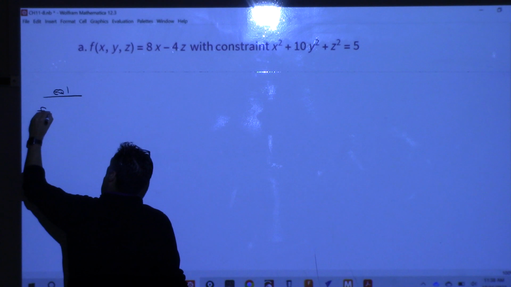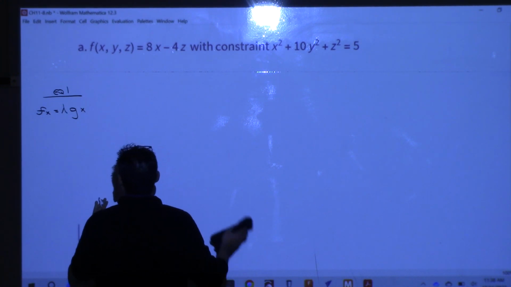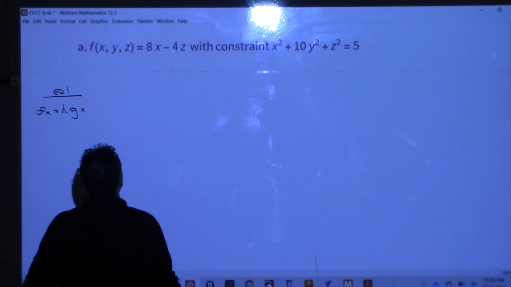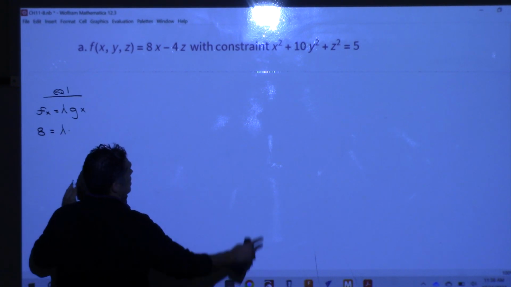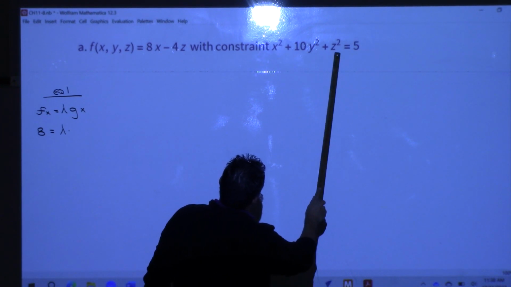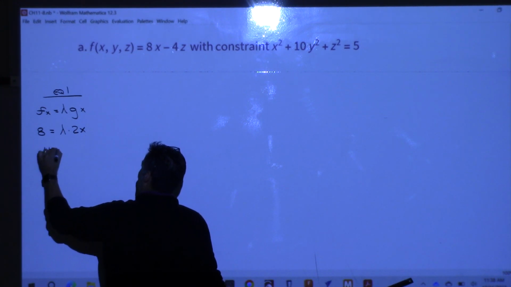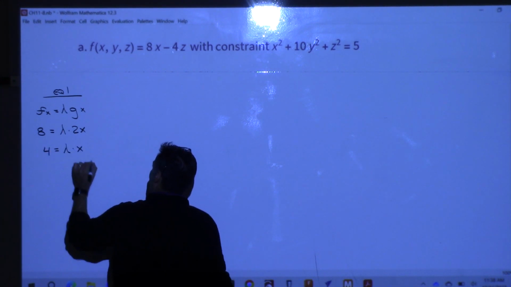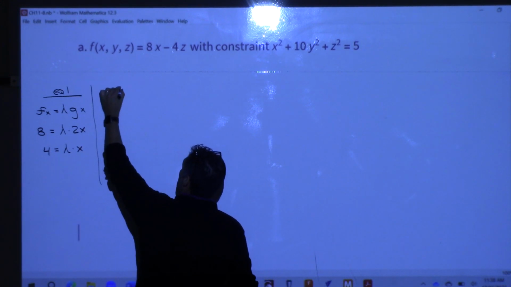Partial f with respect to x must equal lambda partial of g with respect to x. What is the partial of f with respect to x? 8 must equal lambda partial of g with respect to x. So g is this right here, right? So 2x. Hey, while I'm here, 4 equals lambda times x. There we go. I just divided both sides by 2. That I can do, because 2 is never 0. 2 is 2.